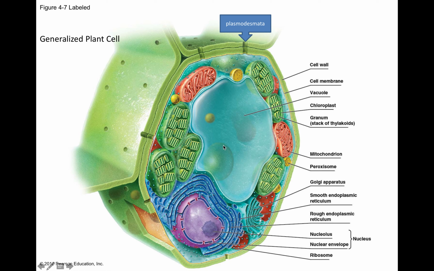If we characterize a generalized plant cell, a couple things that would be added in addition to the animal cell. Of course, there's going to be a cell wall, a cellulose cell wall on the outside of the cell membrane. So the cell membrane is on the inside, cell wall is on the outside. The cell membrane is on the inside and still fluid mosaic and all that stuff. You just have a rigid cell wall on the outside.